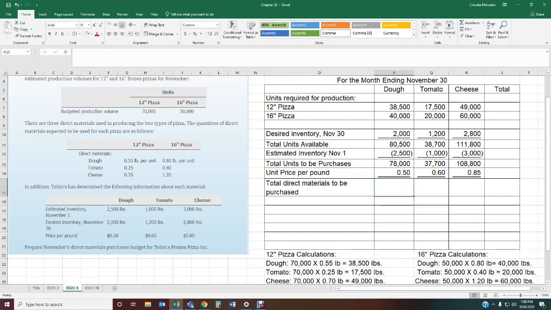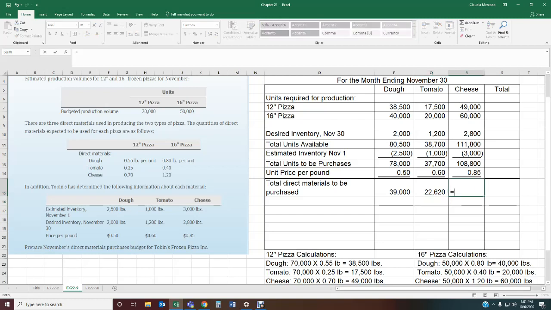Okay, so how do I do that? Well, I know that I need 78,000 pounds of dough, and I know that every pound costs 50 cents. So I'm going to multiply it by 50 cents, and that's going to give me $39,000 for my dough. Then I know that I need 37,700 pounds of tomato, and every pound of tomato costs me 60 cents. So that means that I'm going to spend $22,620 on tomato.